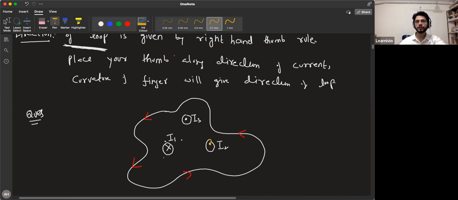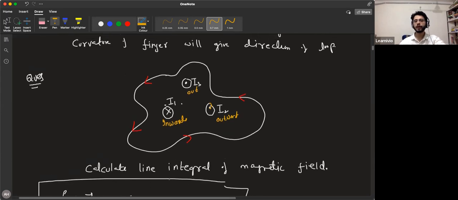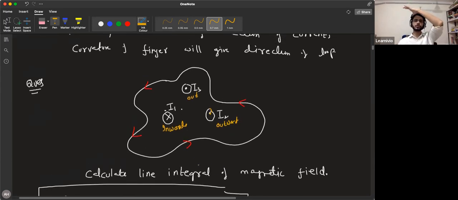So you have three currents. This current is a cross, which means it's inwards, into the screen. This I2 is outwards, out of the screen. Similarly, this one is also outwards. You have to calculate the line integral of the magnetic field. So you have three currents; choose any one of the currents as positive.